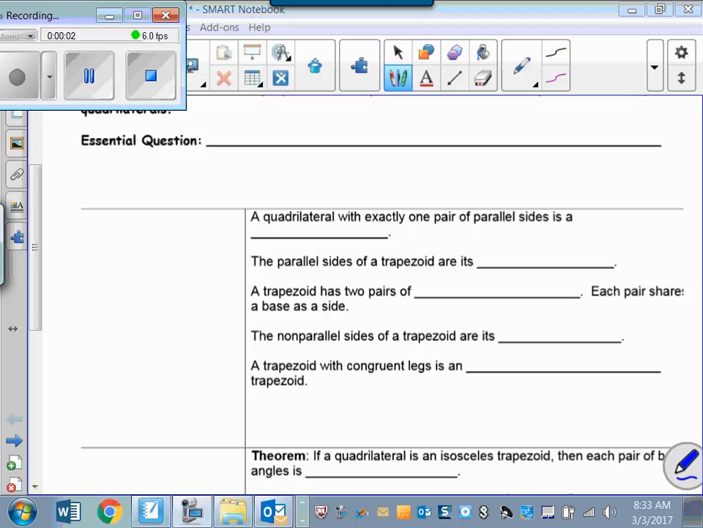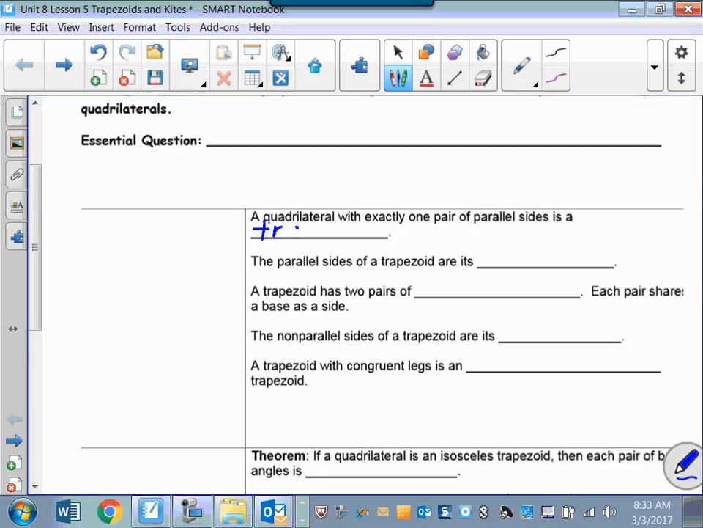Today's lesson is on trapezoids and kites, so we'll start with the trapezoids. A trapezoid is a quadrilateral with exactly one pair of parallel sides. Of course, if it had two pairs of parallel sides, then it would be a parallelogram, right? And the parallel sides of a trapezoid are called its bases.